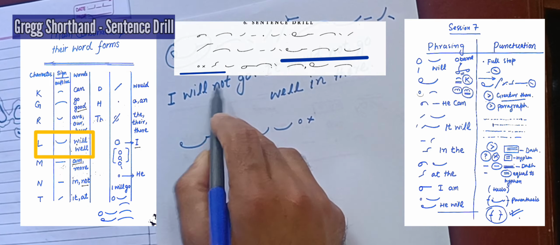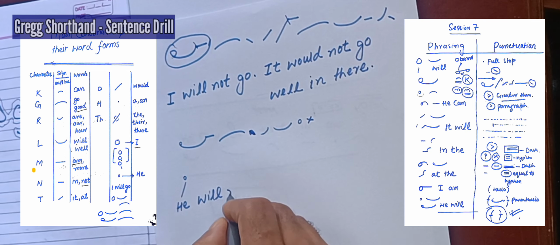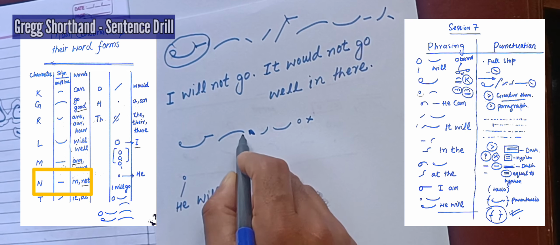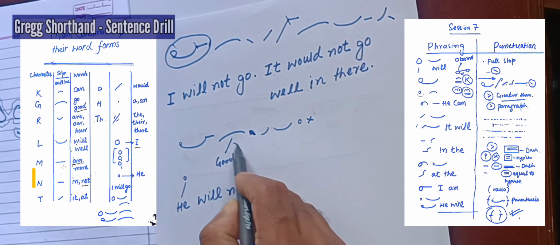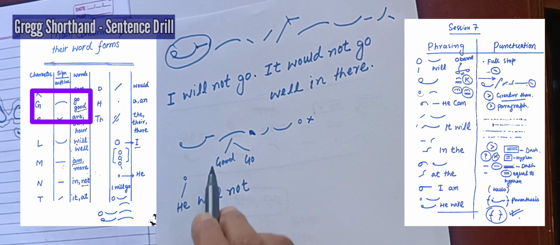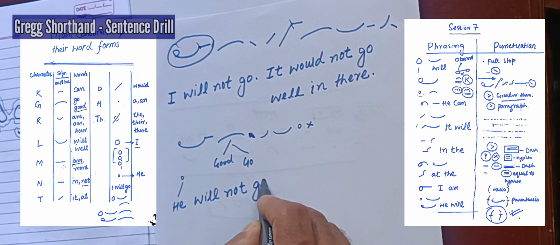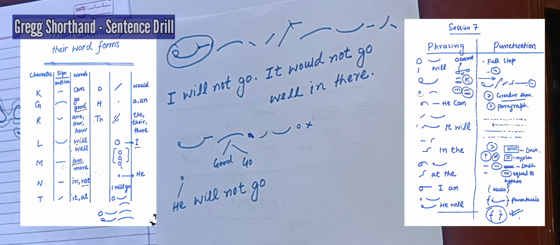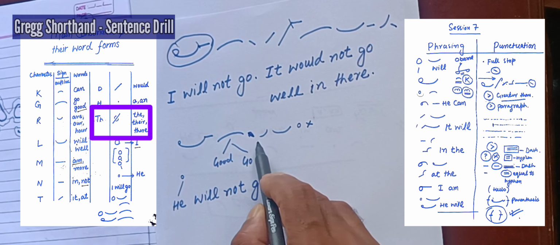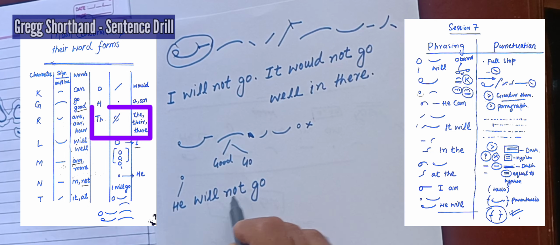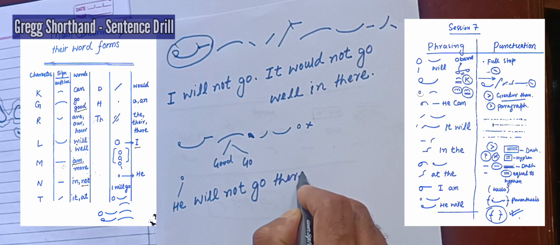What is this? Again, like this one, not. He will not. What is this again? Either good or go. Which one to choose from these two? Go, obviously. He will not go. He will not go. What is this? This is either there, THERE there, or THEIR. So he will not go there.